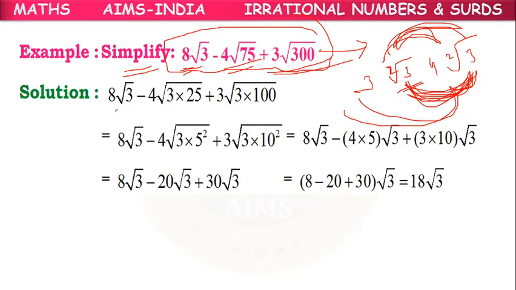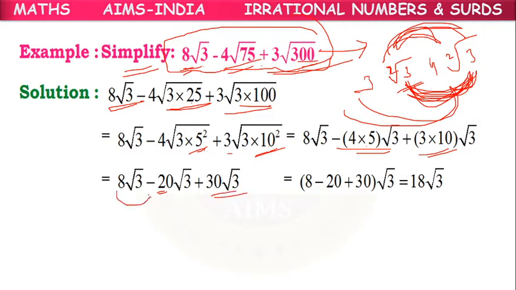So here 8 root 3, 4 root 75. 75, how can we write? 3 into 25 we can write. 300, 3 into 100 we can write. So now 25 we can write as 5 square. 100 we can write as 10 square. Then what happens? 5 square means 5 will go out. 4 into 5 root 3. 10 square, 10 will go out. 3 into 10 root 3. 4 into 5 means 20 root 3. 3 into 10 means 30 root 3.